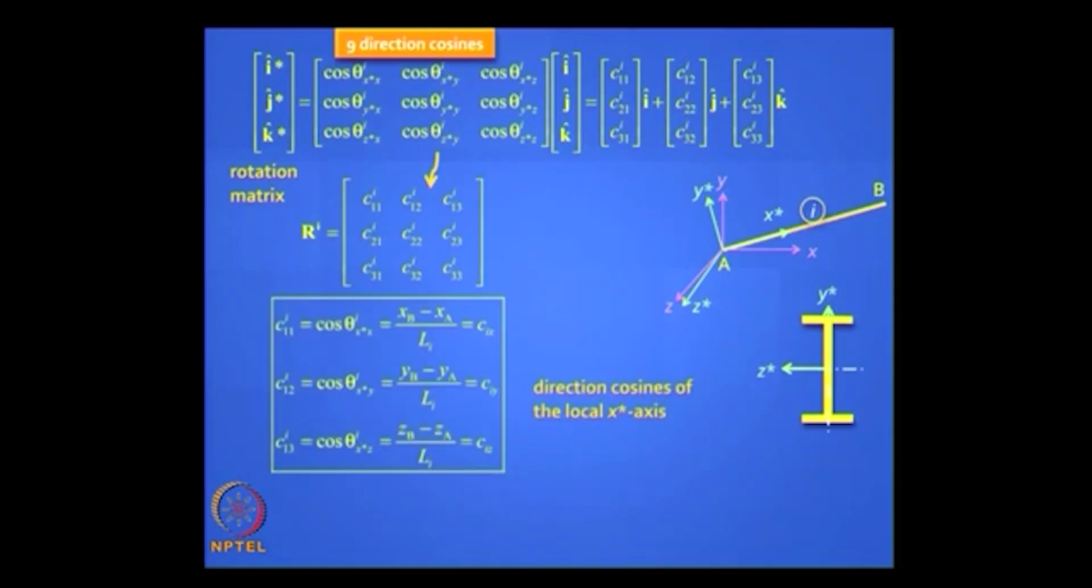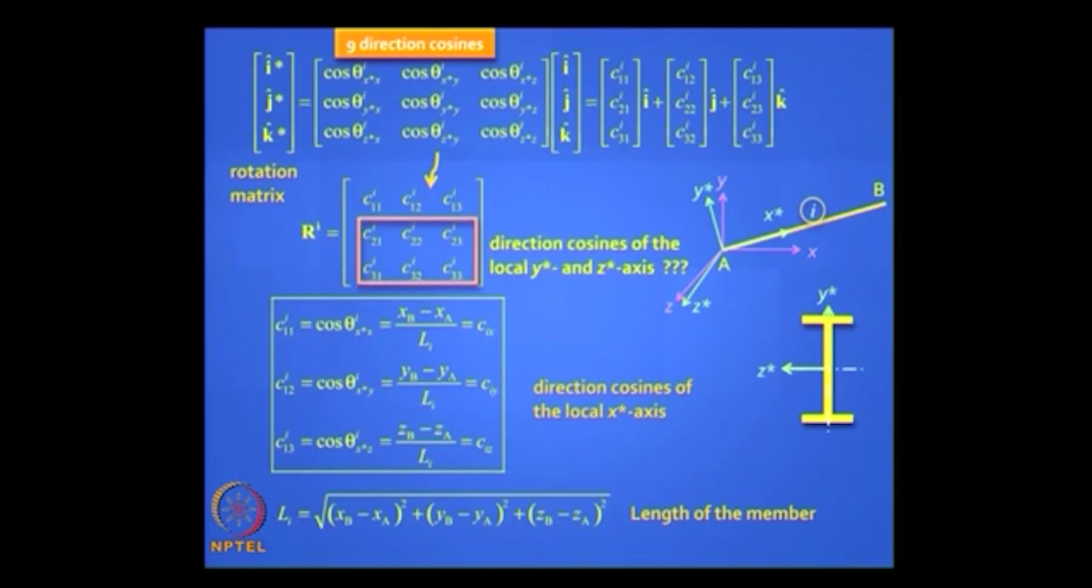You just say xb minus xa by L, yb minus ya by L, zb minus za by L, and you get 3 direction cosines. But they feed you only the first row in that matrix. You can get the length of the element automatically, but how do you get the rest of it? That is the challenge. And this has to be correctly assigned, because mistakes have been made.